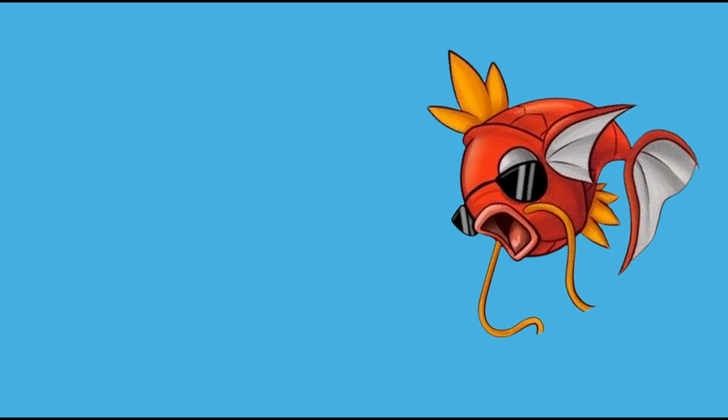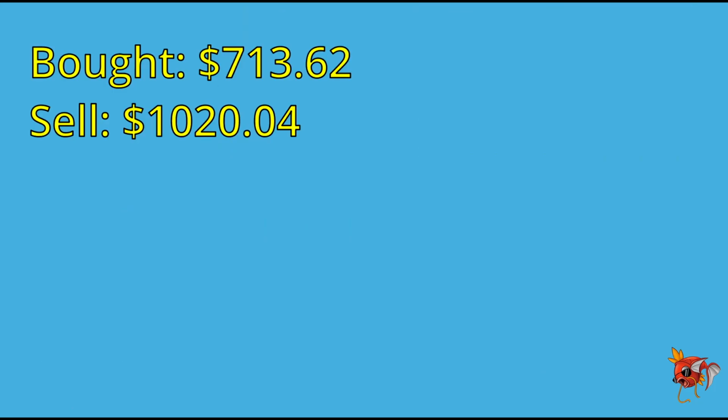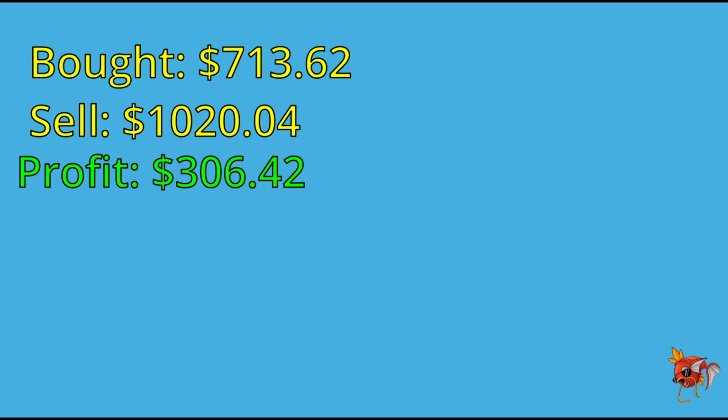Now, let's backtest for the month. Say it is the 17th of June, and the model has told you to buy these 10 cards. If you were to buy those 10 cards, you would have spent $713 and sold everything for $1,020, which is $306 worth of profit, or a 42% return, which is also fantastic. Now, does this mean my model is perfect? No. Since I've only backtested for 1 month and 1 week, I could have just gotten lucky.